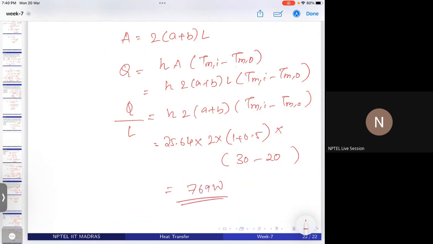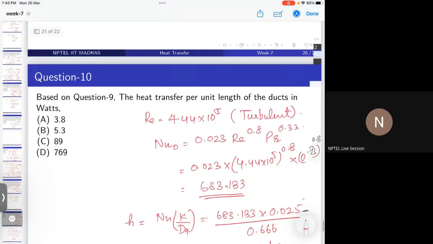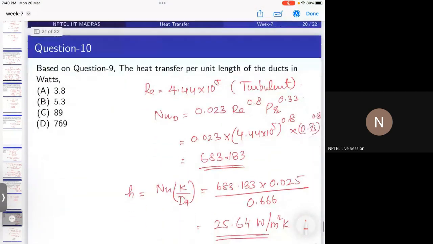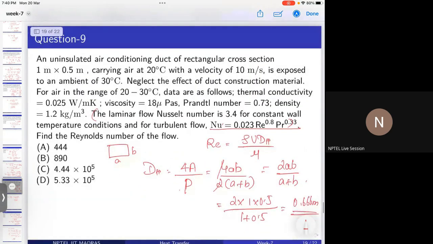Okay, I hope this question was clear. If the length of the duct was given, we would get the total heat transfer. Here, as the length is not given, you are finding out the heat transfer per unit length.